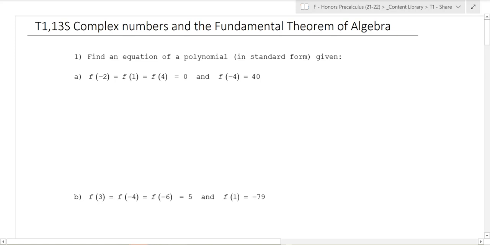Welcome to T1 Day 13 of Honors Precalculus. Today we're going to be expanding the set of numbers we look at to the complex numbers. Exciting! And talking about the fundamental theorem of algebra.